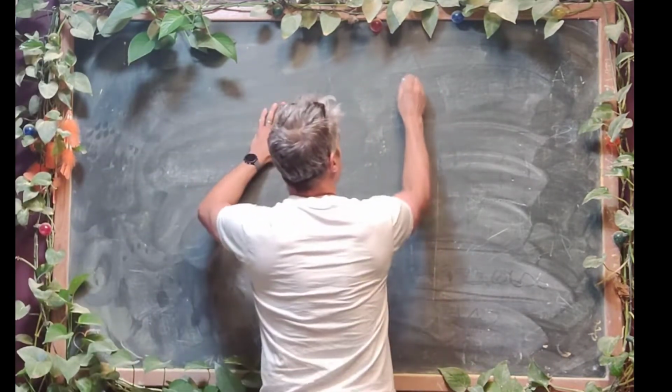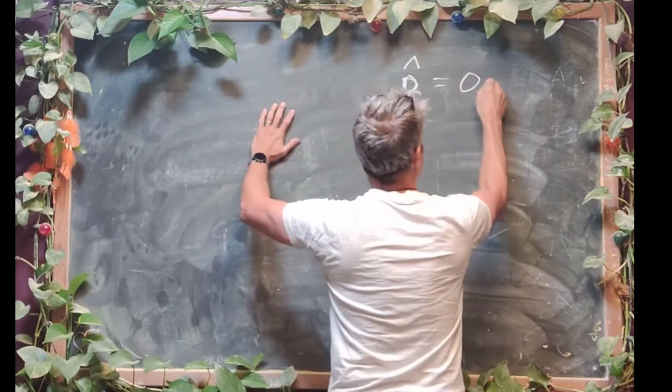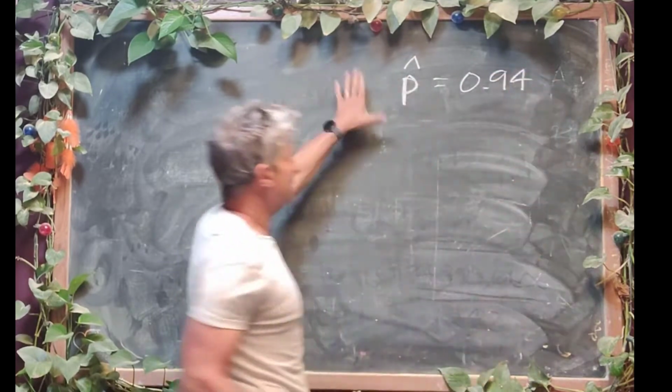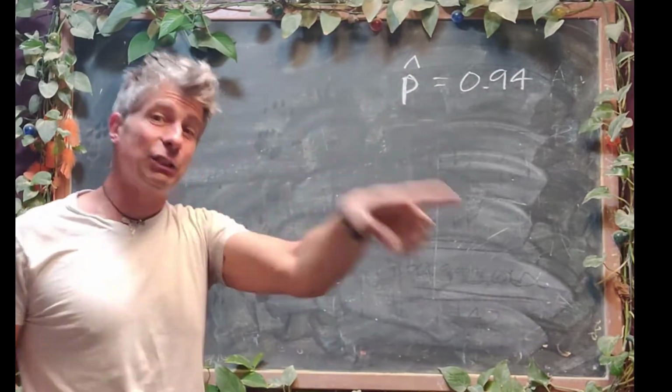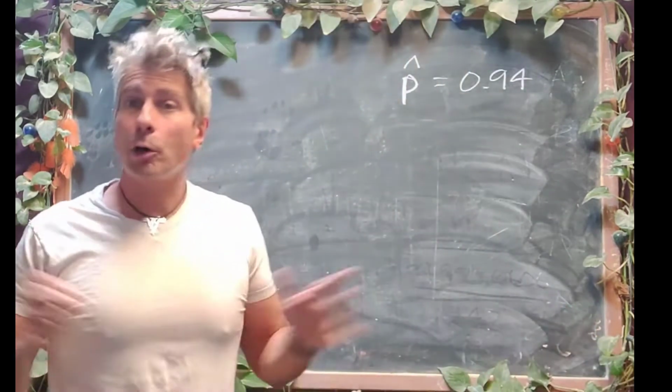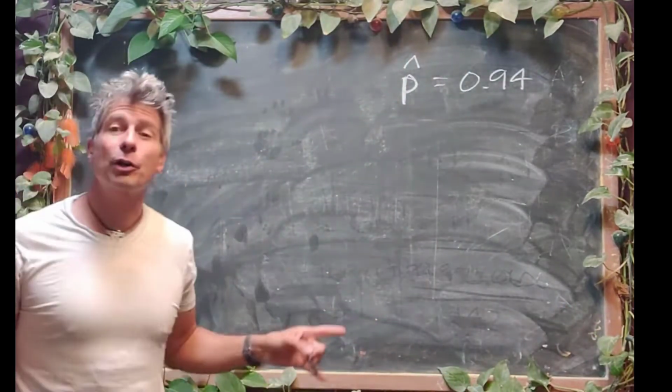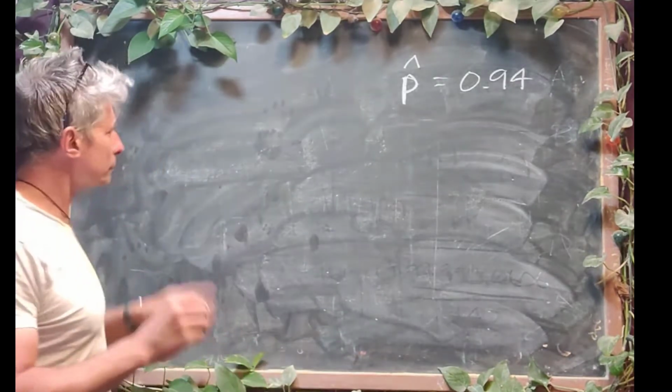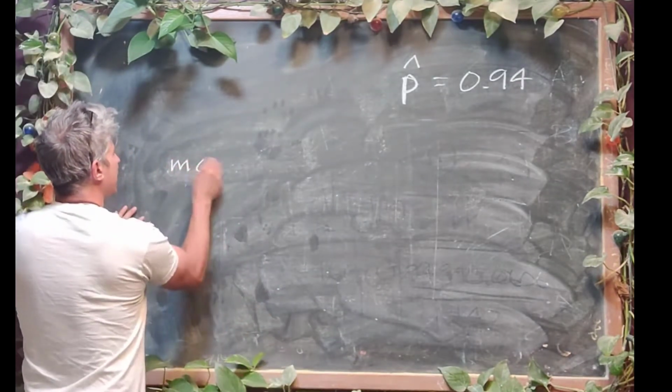whoa, exploding chalk, and you have a sample proportion, in this case of 94%, we're going to show you how to turn that and the sample size into a margin of error, which you can then turn into a confidence interval. All right. So first things first, let's start with the margin of error.